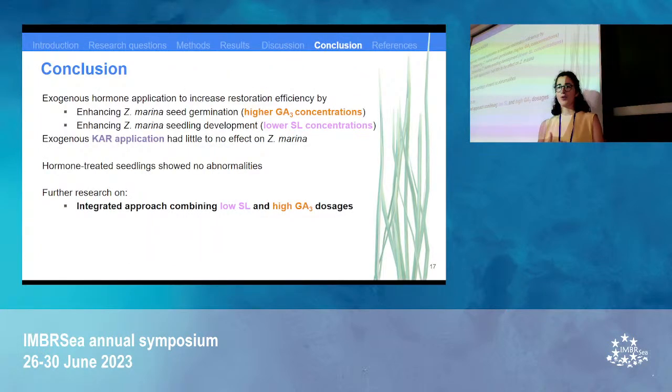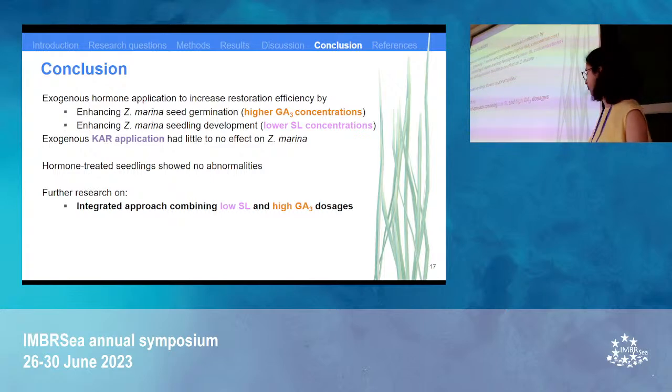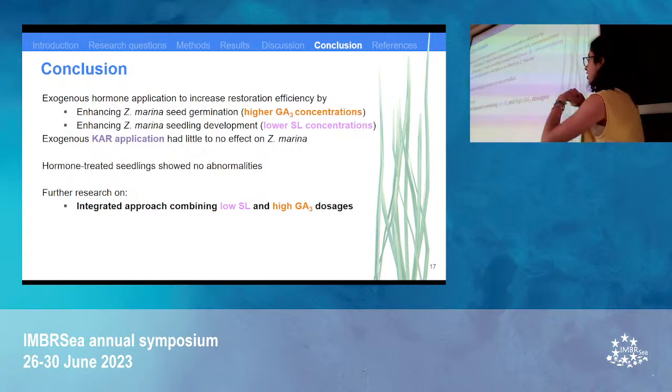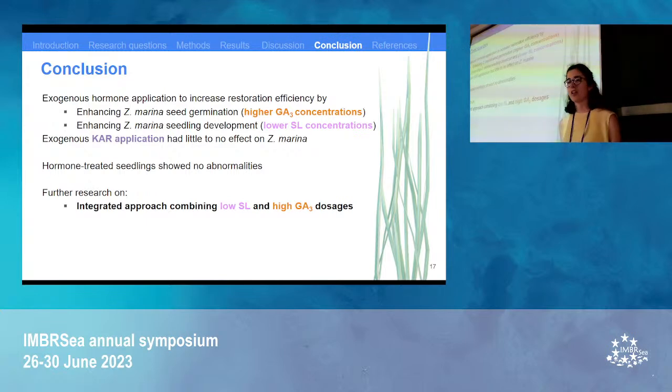And then to conclude, this study has hopefully brought forward our understanding on the topic. The two main takeaway points, the main findings of the study, are that higher GA concentrations did enhance Zostera marina seed germination, and lower strigolactone concentration enhanced Zostera marina seedling development, whereas the cytokinin application seemed to have little to no effect. As I said, the hormone-treated seedlings showed no abnormalities, so they were classified as suitable for restoration.